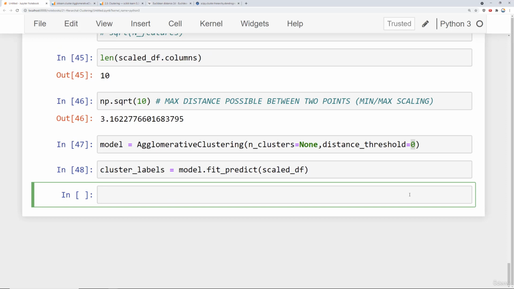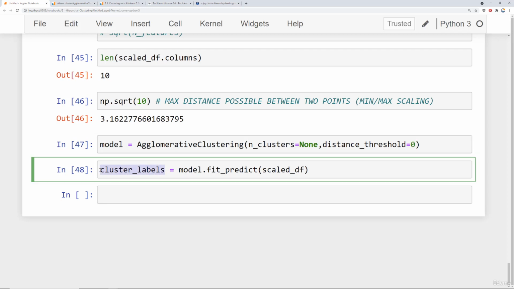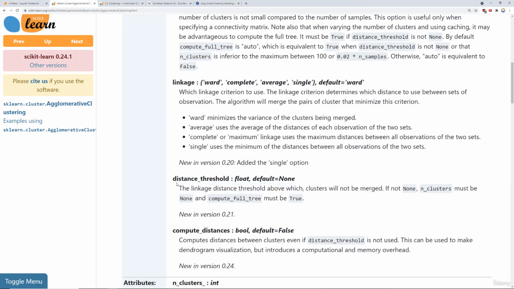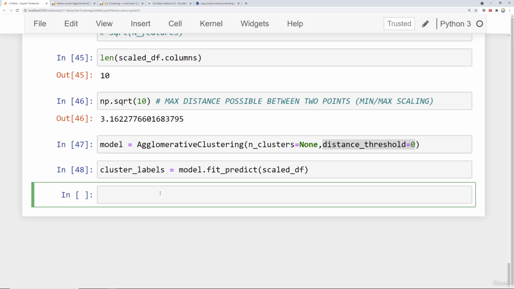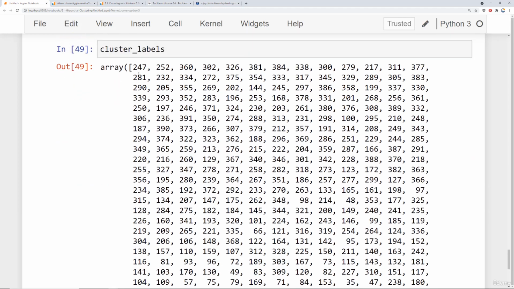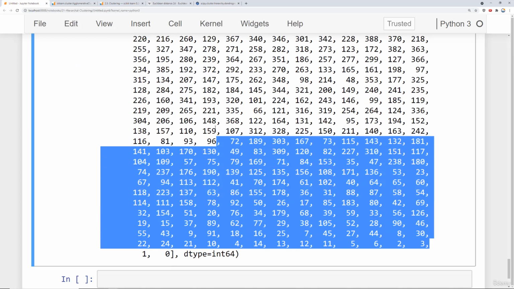Okay, so take a second here and see if you truly understand what's happening and what you intuitively expect these cluster labels to look like. Keep in mind that the distance threshold equals 0, and distance threshold is the linkage distance threshold above which clusters will not be merged. So I would expect cluster labels to essentially assign a unique cluster to every single point, which if you take a look at it now, is exactly what you have. Notice you have a cluster label that is unique to every single point here. So we have 0, 1, 2, 3, 4, 5, etc.